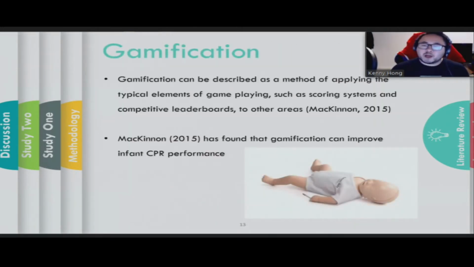In order to bring an element of motivation into this tool, we looked into using gamification. Gamification can be described as a method of applying the typical elements of game playing, such as scoring systems and competitive leaderboards, to other areas. McKinnon has found that gamification can improve infant CPR performance.